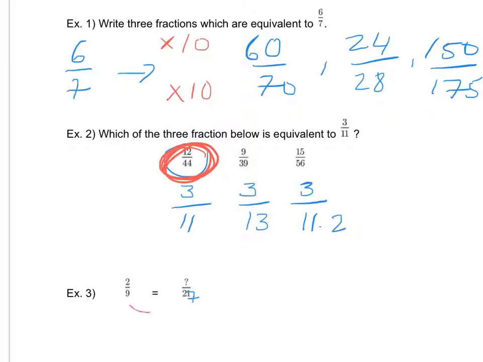What do I have to multiply the bottom by here? I have 9 and I get to 27. How do I get that? What do I multiply by? I multiply by 3.